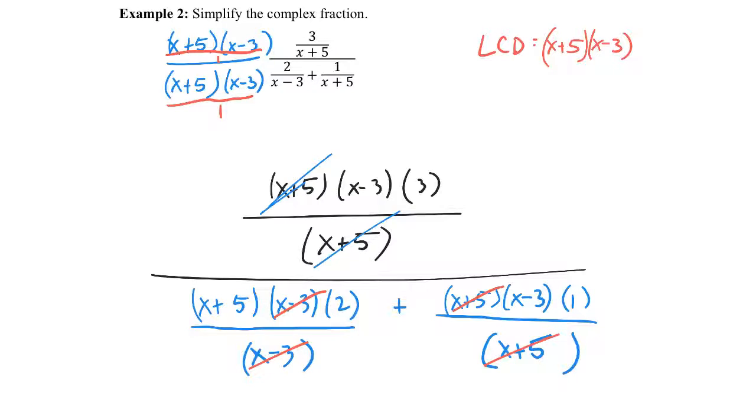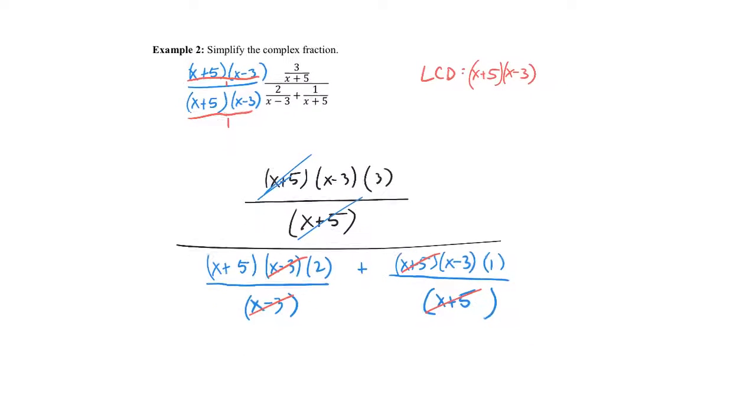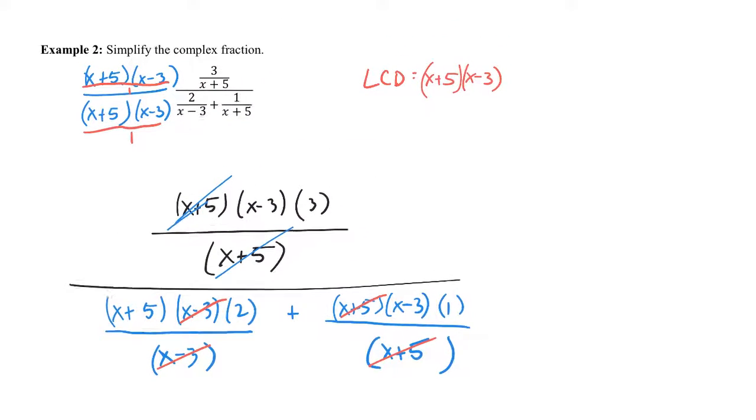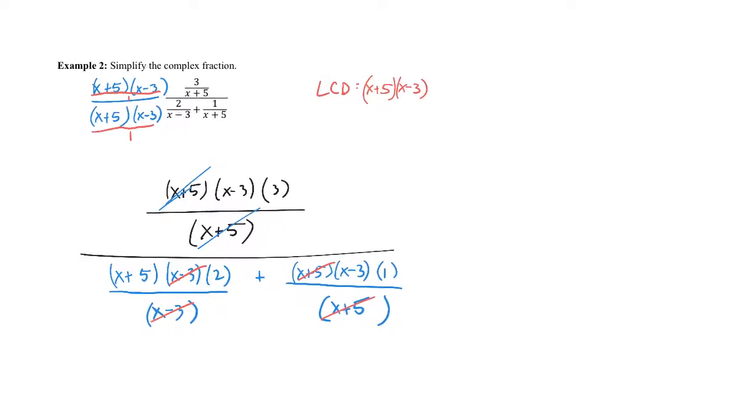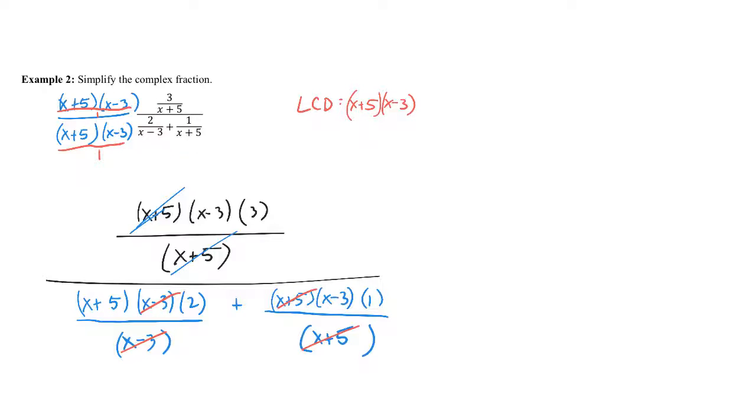Again, why can I cancel? Because we have all factors here. That's why we can cancel those spots. This makes life so much easier because now all of my denominators are gone. They're all gone. Which leaves me behind with the following statement.